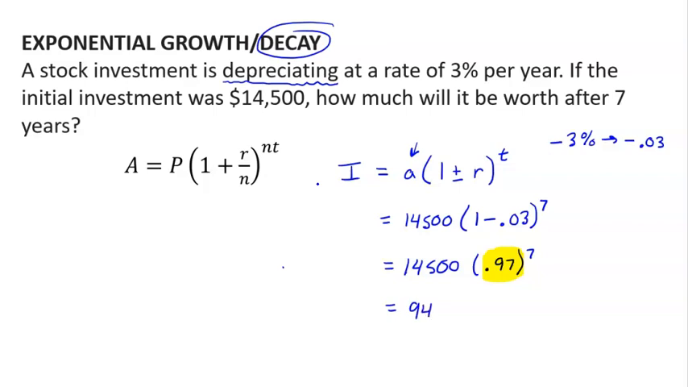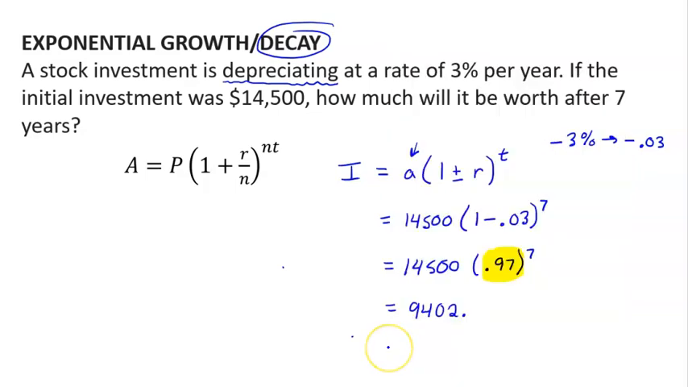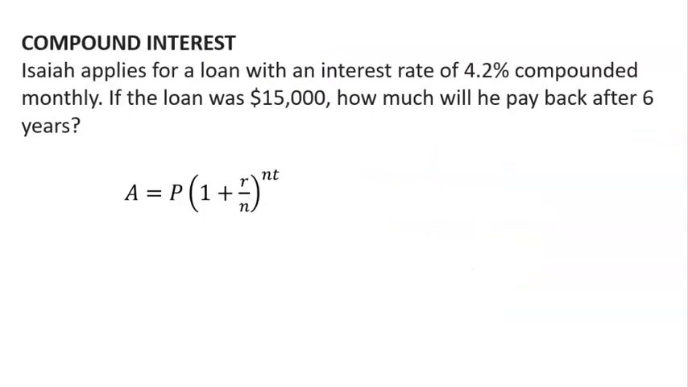So 9402 point, and then 93, and then dollars. And now let's get into the problems that our reference sheet is actually made for, which is compound interest.